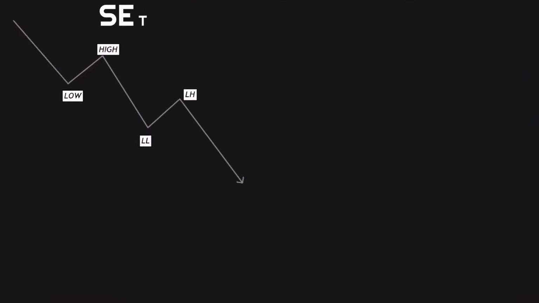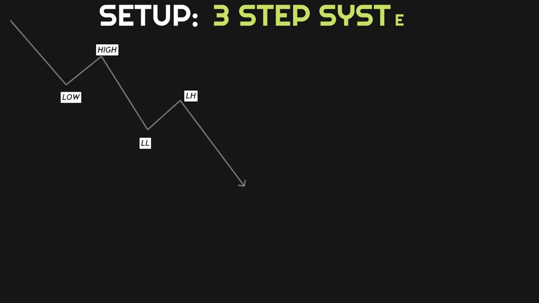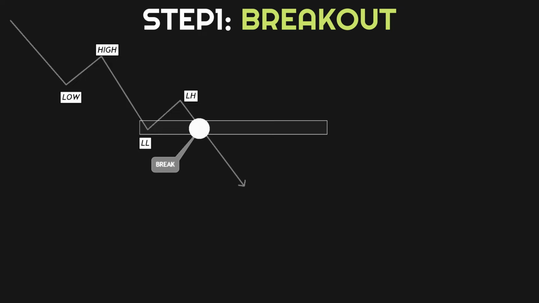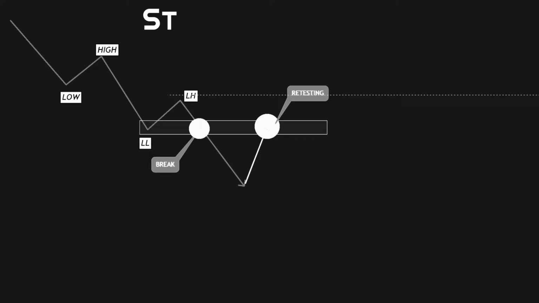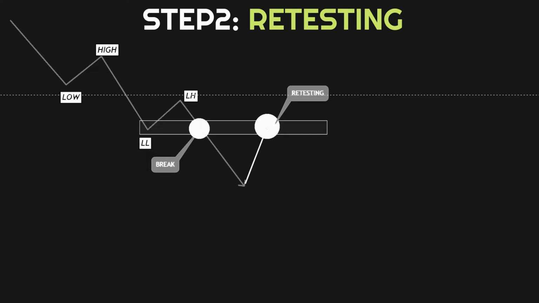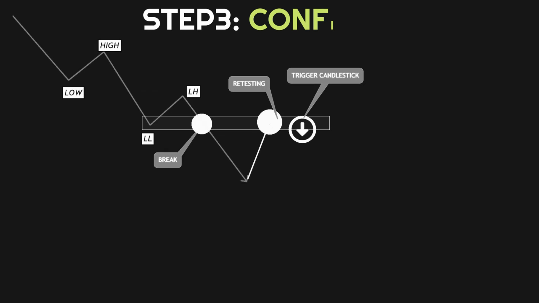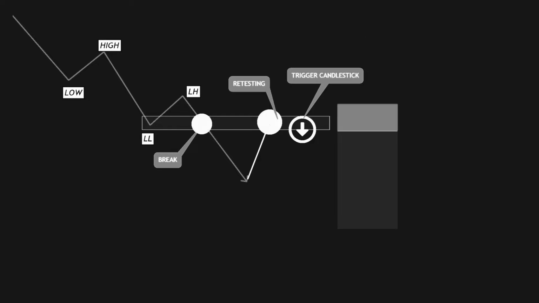Now let's flip it for a sell setup. Same logic, just reversed. This time the market is in a downtrend, forming lower highs and lower lows. We mark the most recent lower low as support. When price breaks below the level, that's our first sign. Then we wait for the retest. When price comes back to the same zone, we look for a rejection candle. Once it forms and closes, that's our trigger to enter a sell trade.